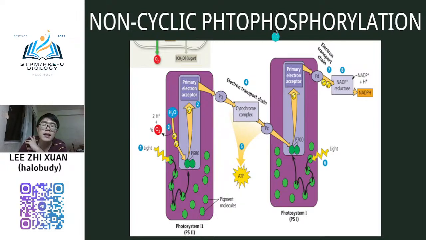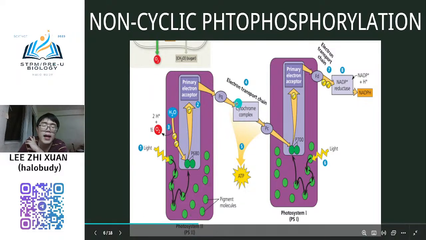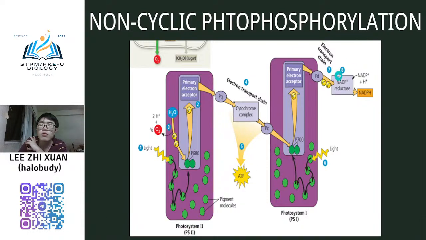In non-cyclic photophosphorylation, the main point is that it starts from PS2 and then goes toward the ETC to produce ATP, and also goes toward NADP plus reductase to produce NADPH. So there are three key points. And also the fourth point is it involves both photosystems. PS1 and PS2 are involved in this reaction.